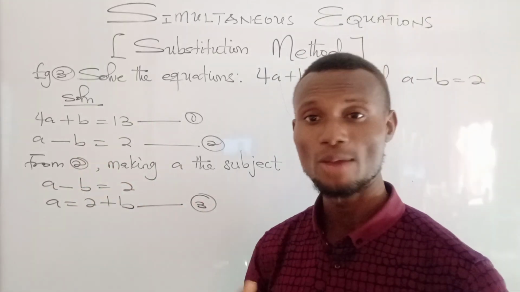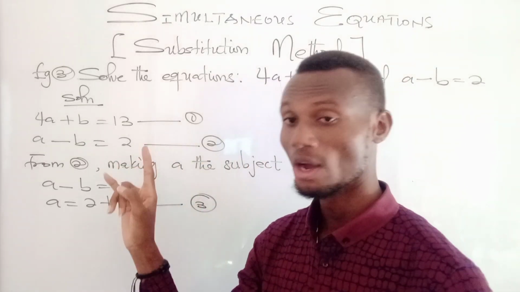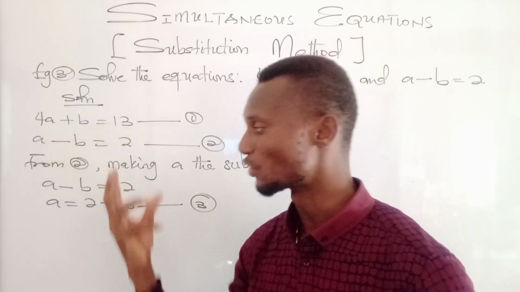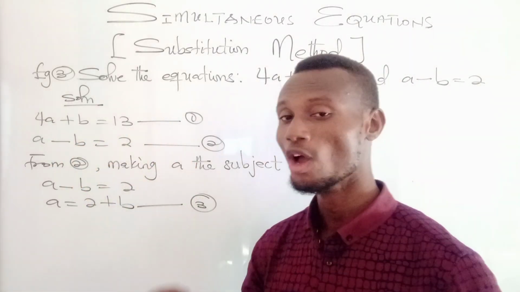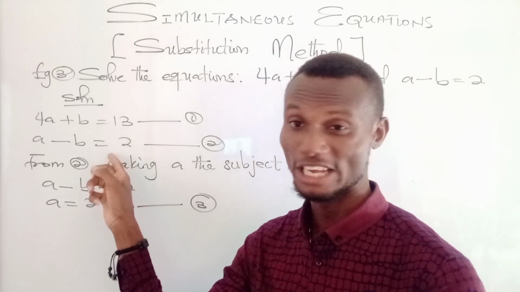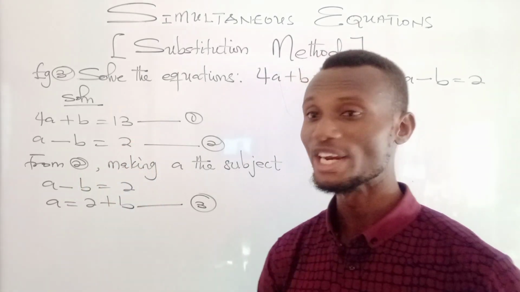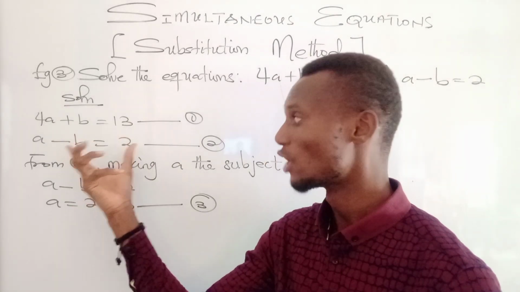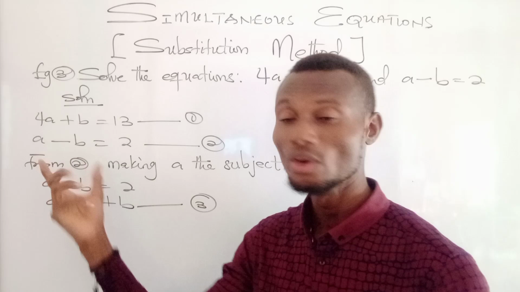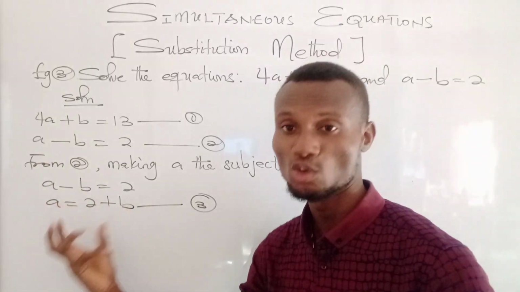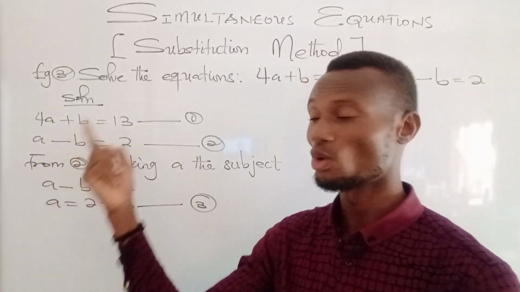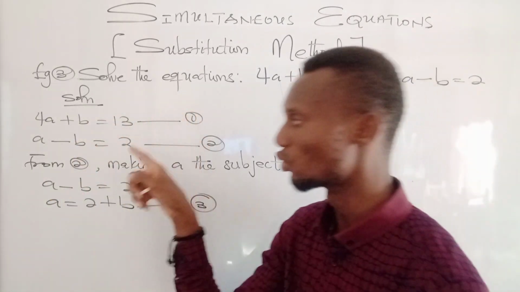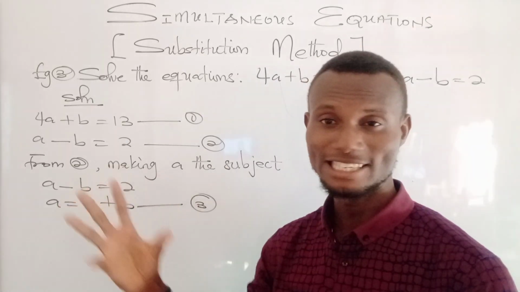The reason why we are not putting it into equation 2 but instead into equation 1 is because it's from equation 2 that we made A the subject, so we cannot go and put it back into equation 2. That would be wrong. We need to put it into equation 1 instead. If it was from equation 1 that we made A the subject, we would have put it into equation 2. So that's how to handle it.